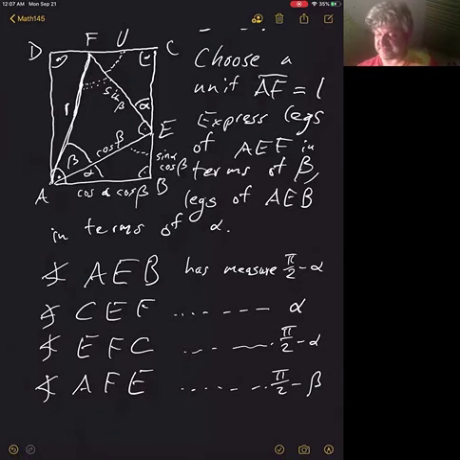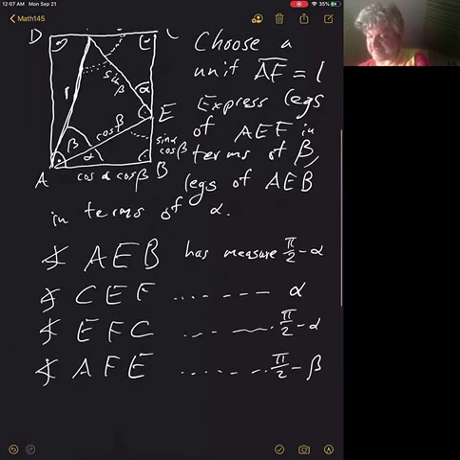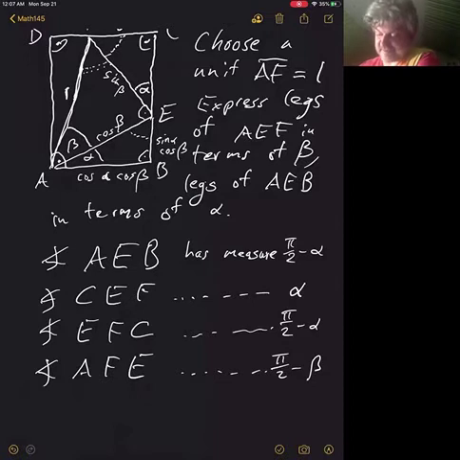So we have pi over 2 minus alpha, pi over 2 minus beta. And the third one, I'm going to give that a name. That's an important one. We'll call that one gamma. What can we say about gamma?